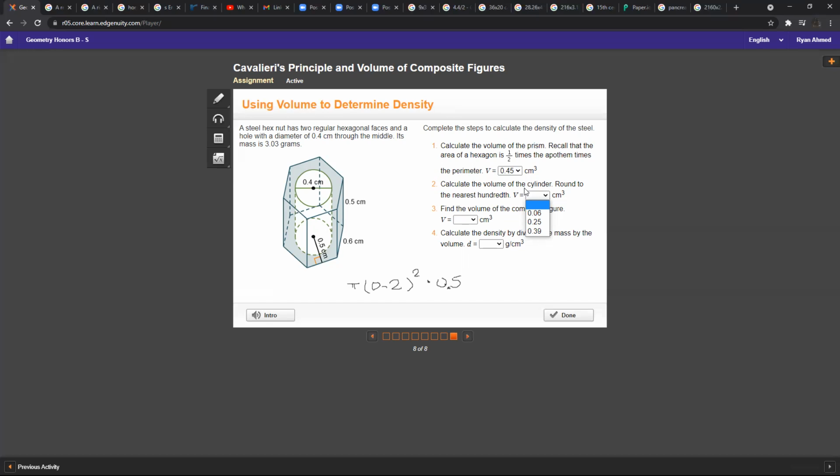And they don't want us to leave it in terms of pi. We're going to have to estimate. I got 0.0628. So we would pick 0.06 in this case.